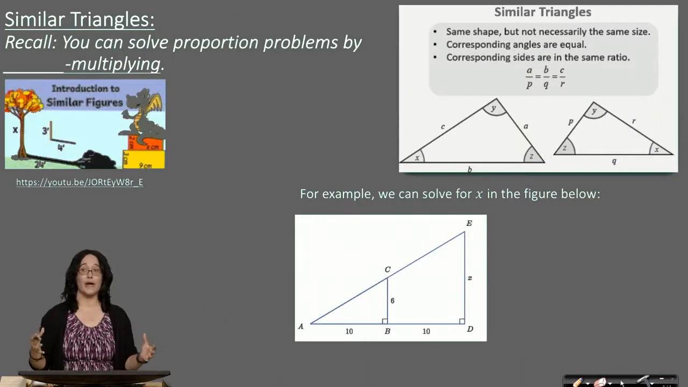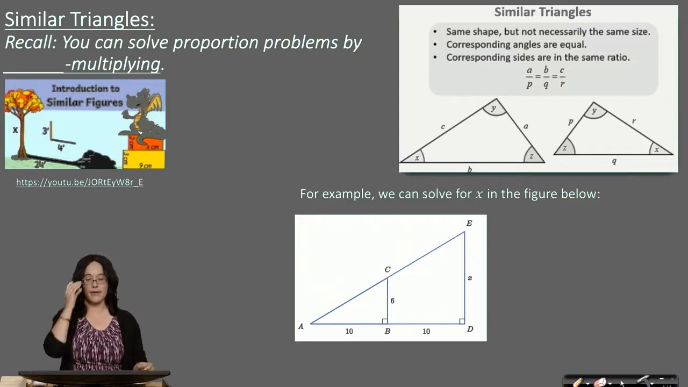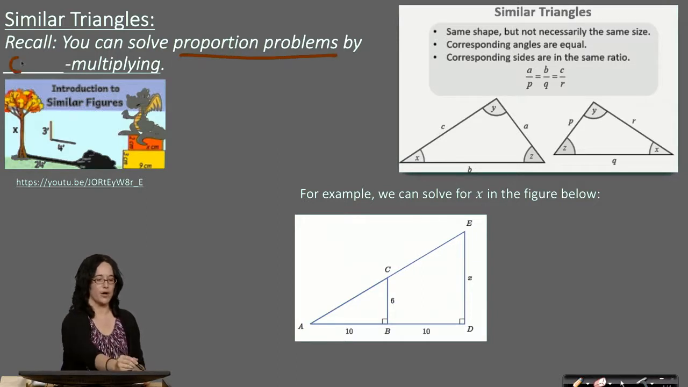Now in this slide, we're actually going to talk about how we can take triangles, which are what we call similar triangles, and solve for missing pieces. Now the skills that are required to be successful with this are 1, drawing the right picture, 2, interpreting the picture, and 3, doing a little bit of algebra, so solving a proportion problem in order to identify the missing pieces, okay?